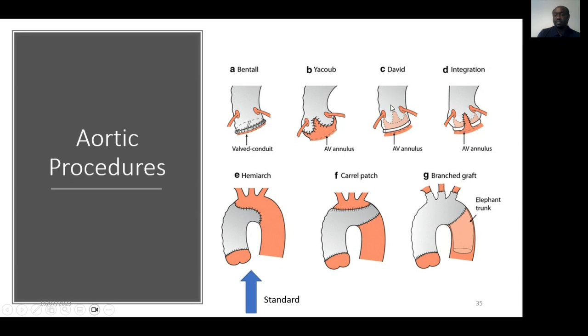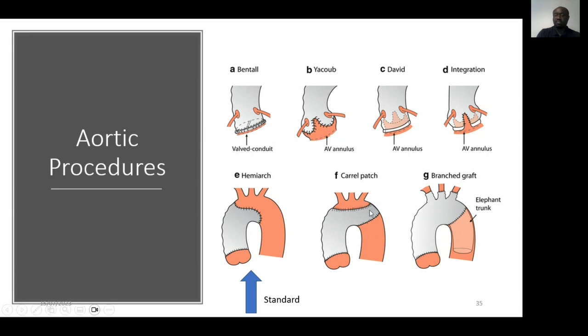Then Tirone David in Toronto developed, instead of doing that, a tube graft that goes into the root itself, and your valve lies within the tube graft. The tube graft ends on the root, so it stabilizes the root. Most people do this these days because the root is stabilized and there's no more native tissue exposed that can enlarge over time.